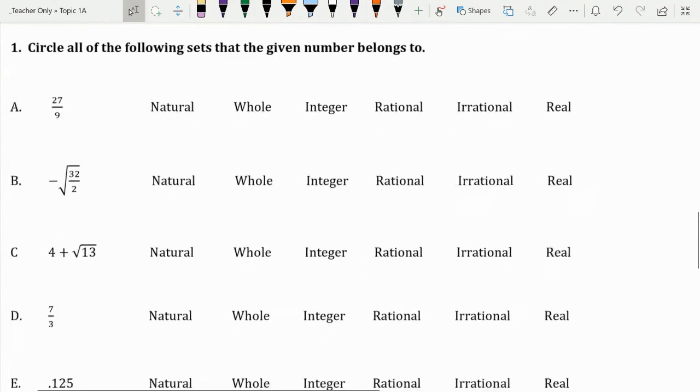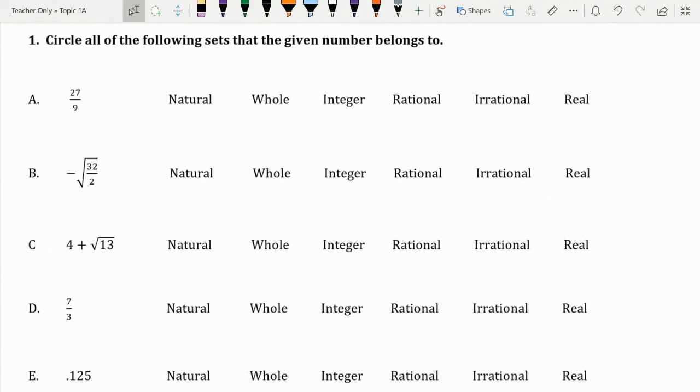So let's take a look at 27/9. When you look at that, your first question is, can I simplify this? 27 divided by 9 is 3. So realistically, what we're doing is classifying 3. So 3, the first question is, is it real? Yes. All of these are pretty much going to be real. We're not going to deal with the imaginary numbers. So real is pretty much always going to be the case.